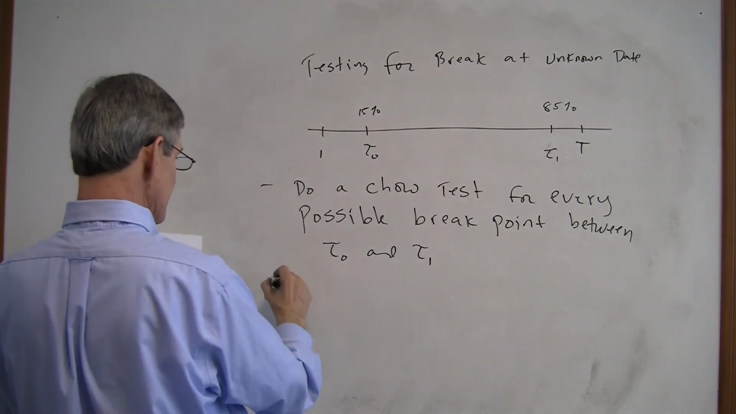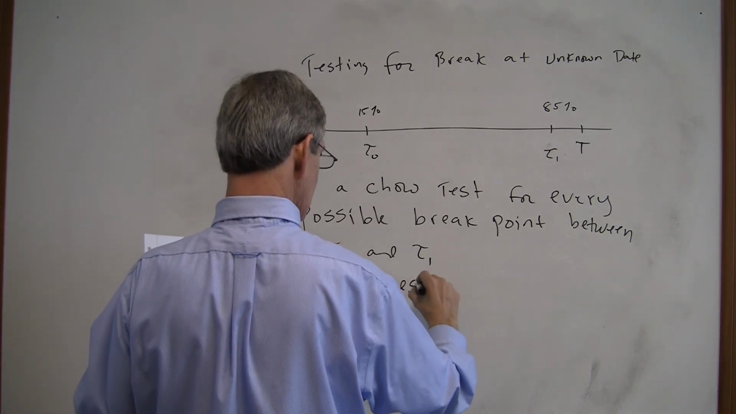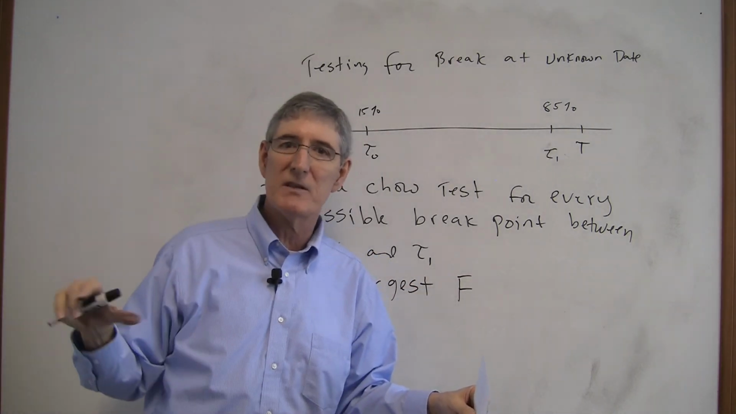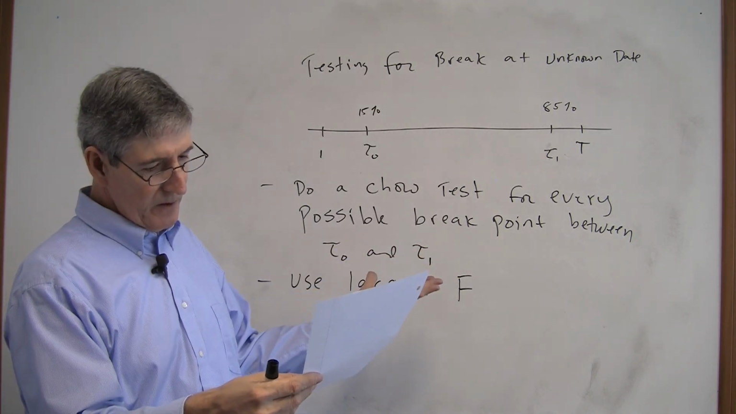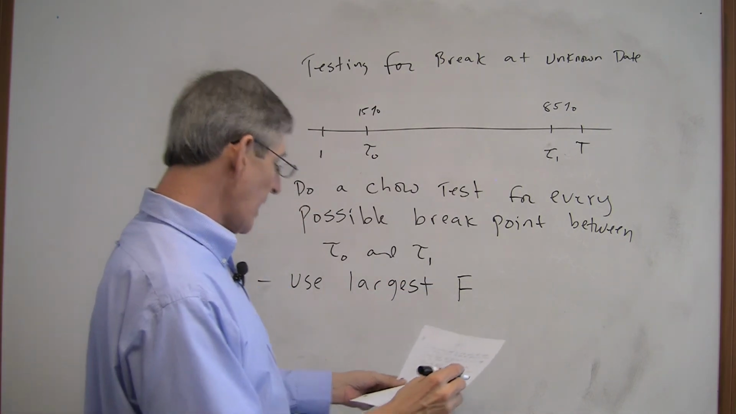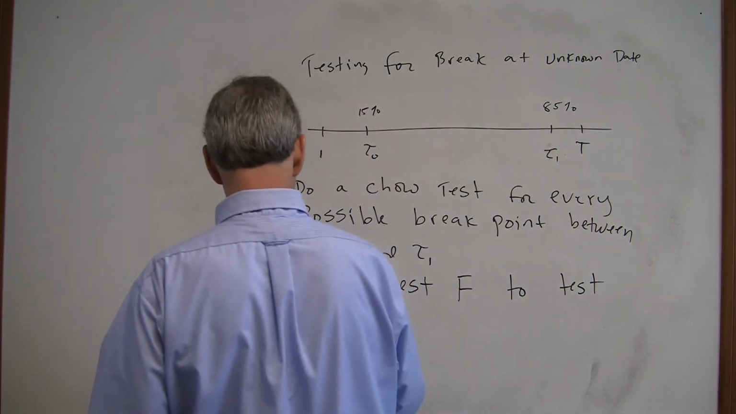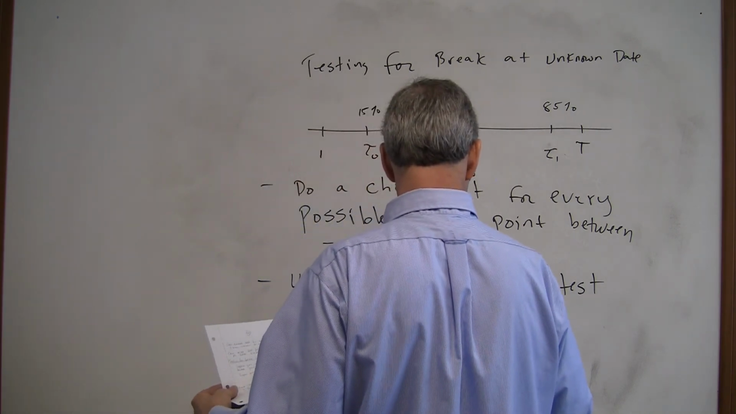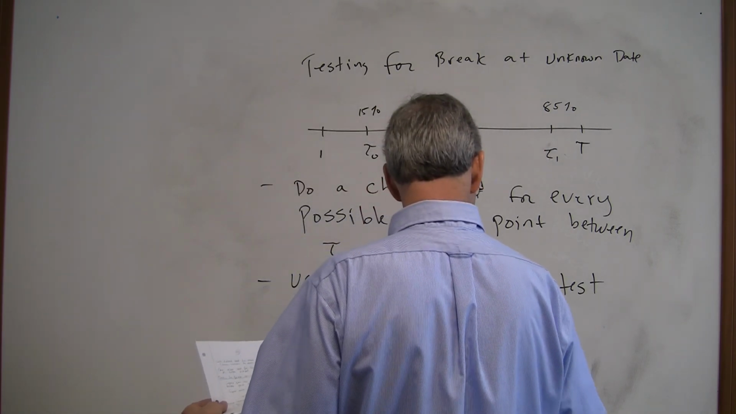So you do a Chow test at each point, then you use the largest F. Remember, the Chow test is an F test that gamma 0 equals gamma 1 equals gamma 2 equals 0 for the ADL(1,1). So you use the largest F to test for a breakpoint. And this is called in the book the QLR statistic.